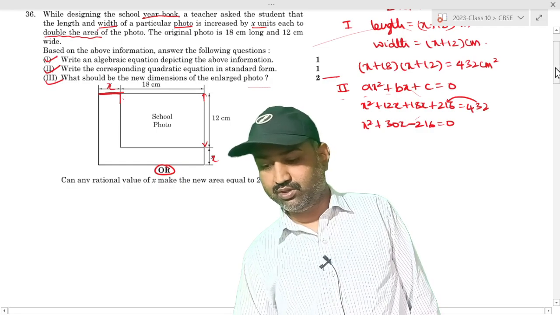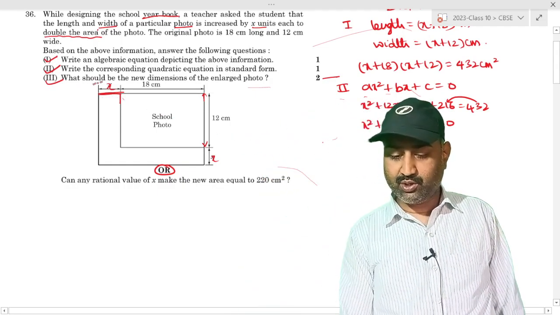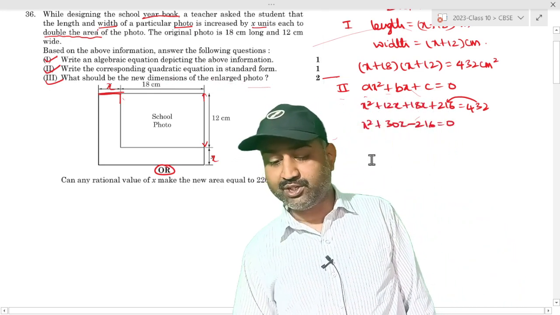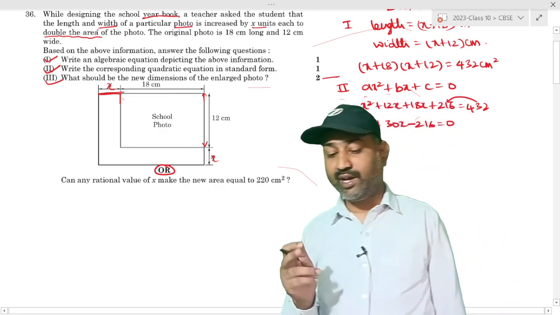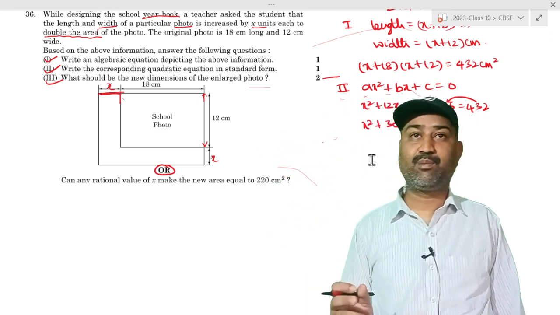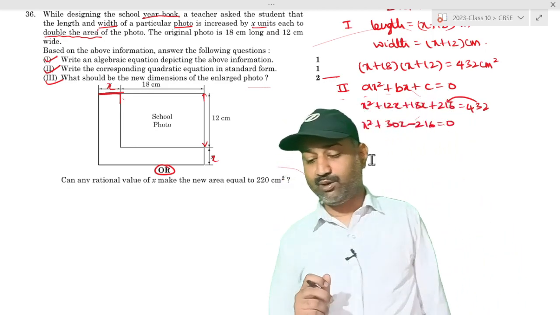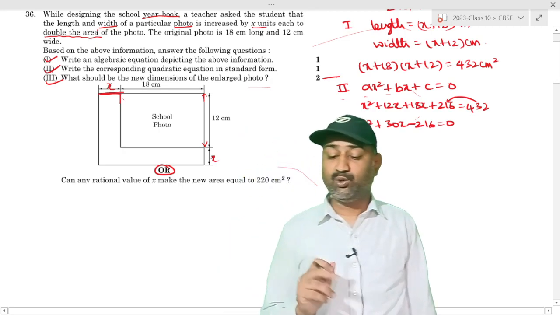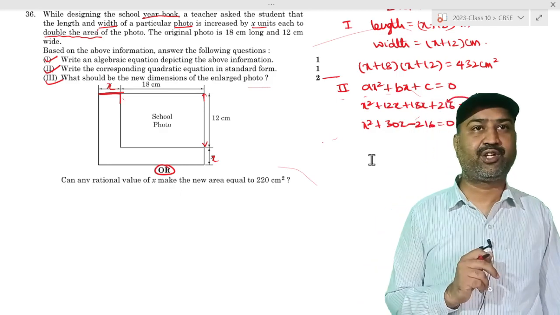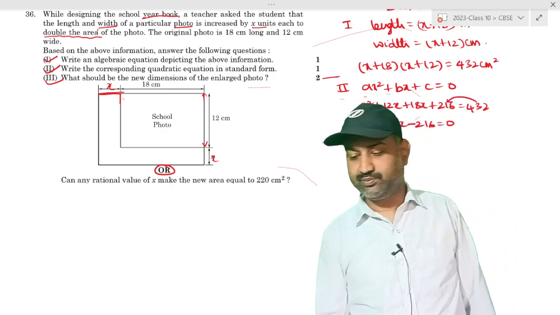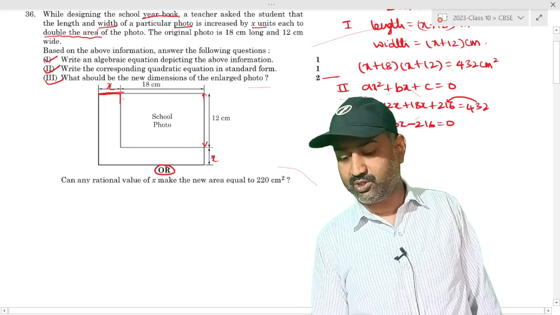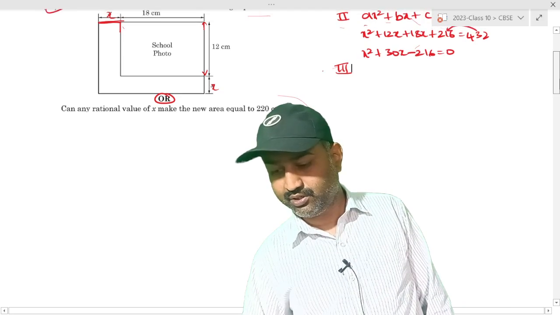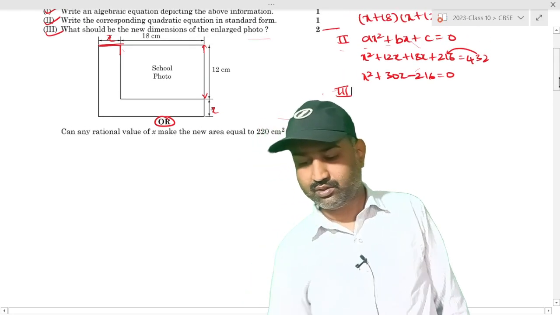Now the third question is: what should be the new dimensions of the enlarged photo? We have to find the dimensions of the enlarged photo, that is, we have to find x here. Therefore the dimensions become 18 plus x and 12 plus x. Therefore, we have to solve this quadratic equation and find the new dimensions. Let us solve this quadratic equation here.